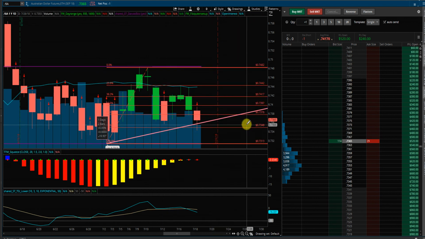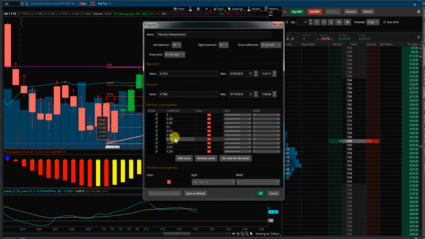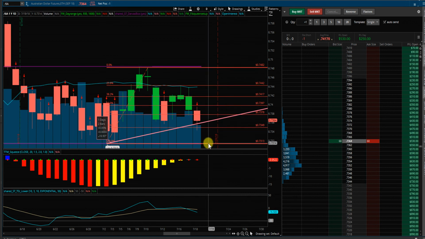I don't know if this is Fibonacci. No, this is, maybe this is Fibonacci because this is on my paper trade account. It's a little different. Yeah, this is Fibonacci, so 61.8 or a 786. Actually, it's a 786. This is a 61.8.